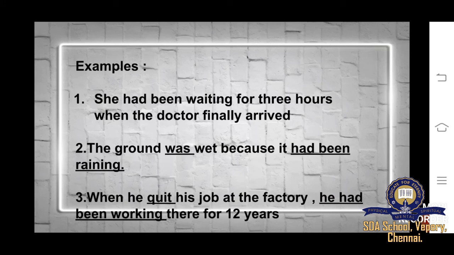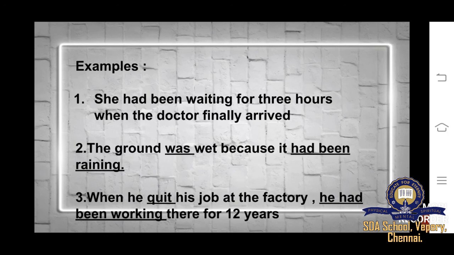Here's another example. She had been waiting for 3 hours when the doctor finally arrived. Remember that the lady was waiting for the doctor when the doctor came, so her wait ended. But before that point, she had been waiting for 3 hours. Here, the past perfect continuous form comes first in the sentence, but that's okay.